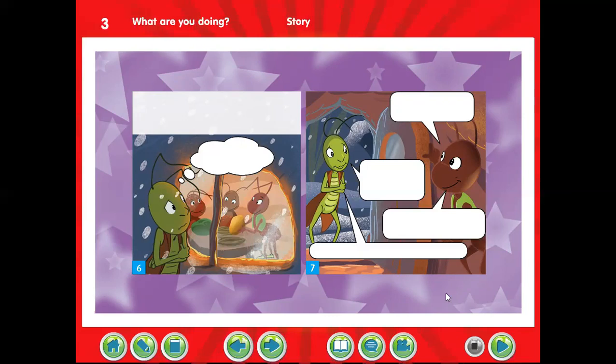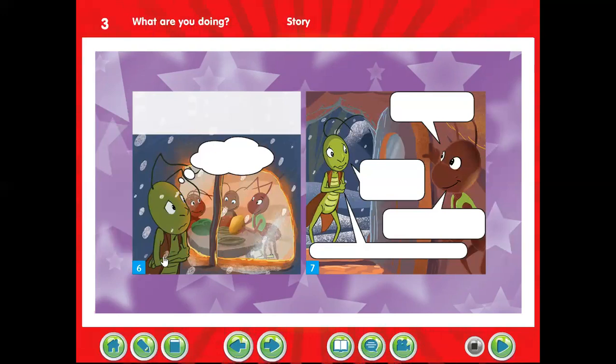And the last, let's see. Valentino Ramos, look at picture number seven. It's hungry. Yeah, he's hungry. Is the grasshopper hungry? Yes, he's hungry. Good. And he entered the ant's house. Very good. Now, let's answer very fast the questions in our book.